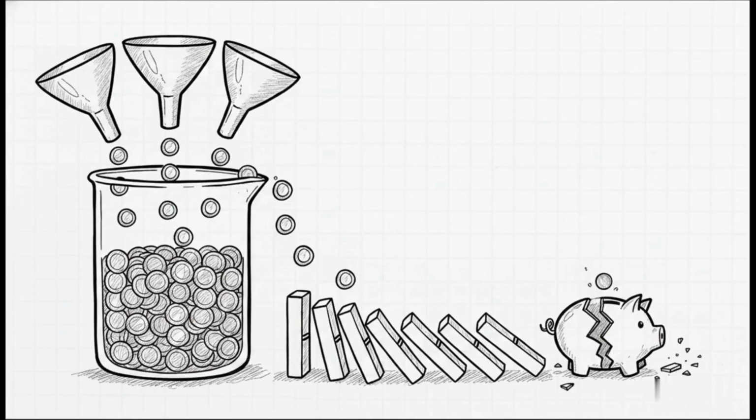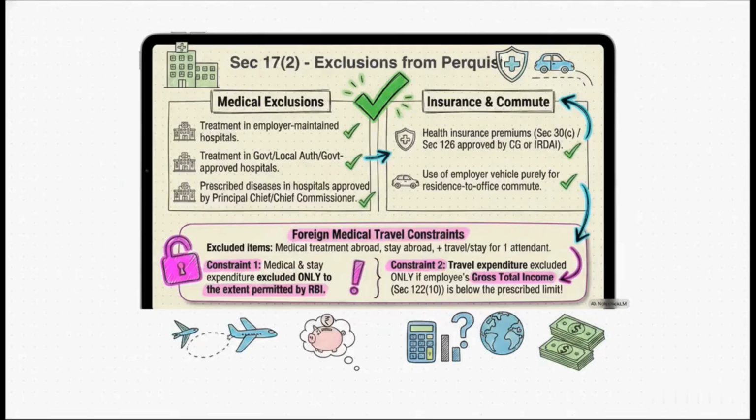But here's the real kicker. We call it the domino effect. The annual accretion, meaning the interest or dividend on that specific excess amount, is also taxable as a perquisite. It really adds up. Thankfully, it's not all bad news.